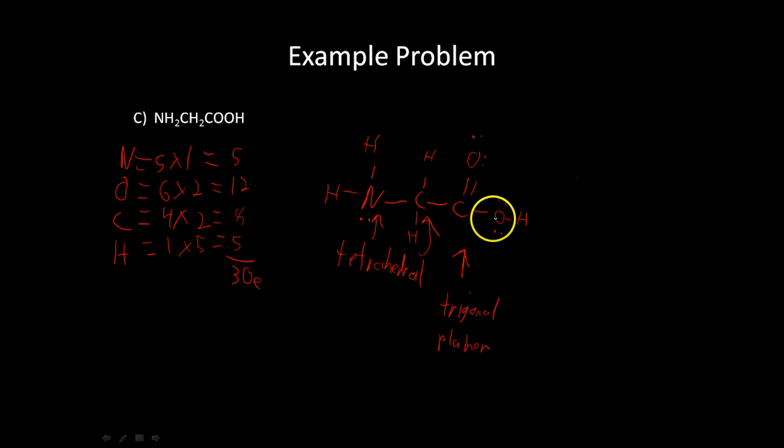Around here we have 4 electron domains, right? 1, 2, 3, 4. And so that's also tetrahedral electron geometry. And so those are the electron geometries for all of the atoms, so what we consider central atoms for that particular molecule.